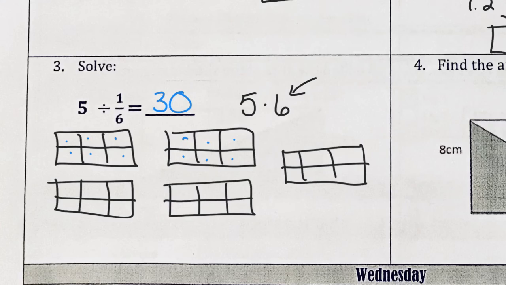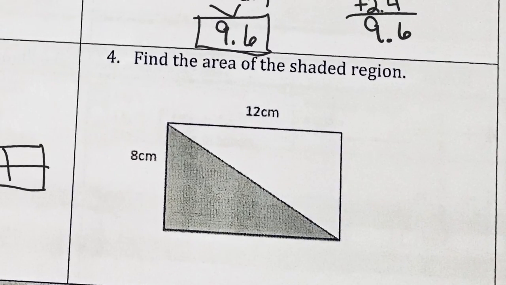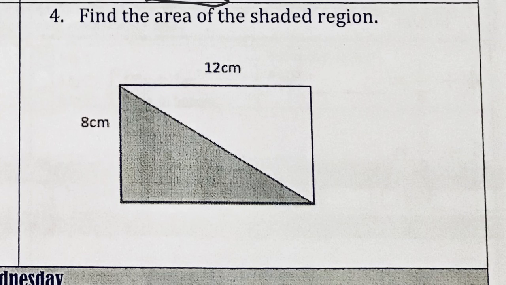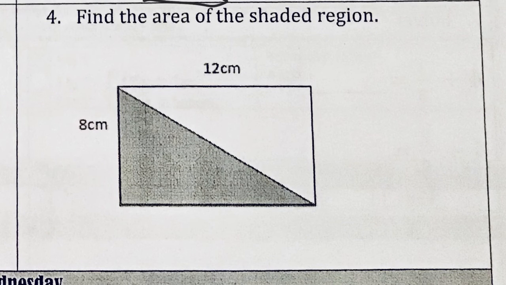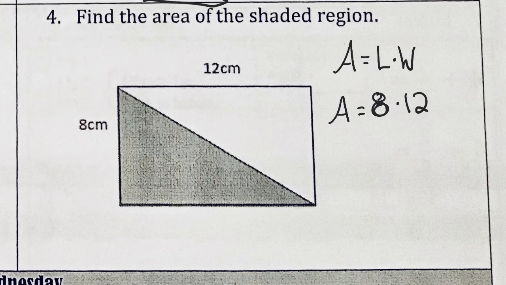Okay, and last question, number 4. Find the area of the shaded region. Well, first, we have to talk about, what is this shape? This is a rectangle. So how do we find the area of a rectangle? It's area equals length times width. So if I find the area of that, area equals, our length would be 8, our width, that's a bad 8, sorry, times 12.